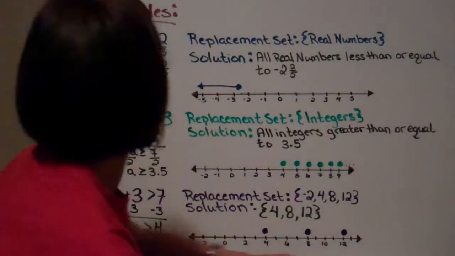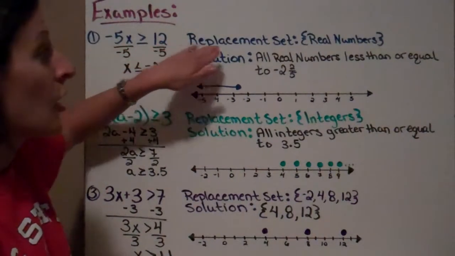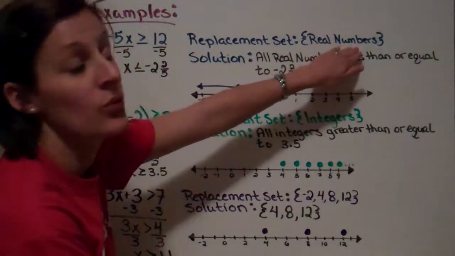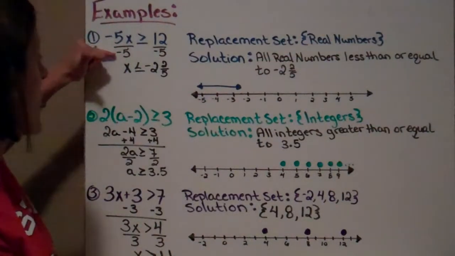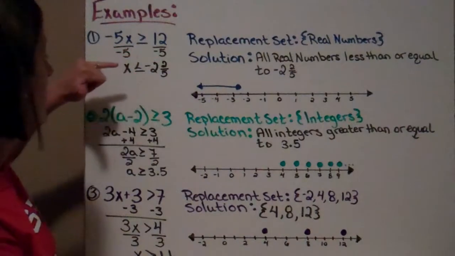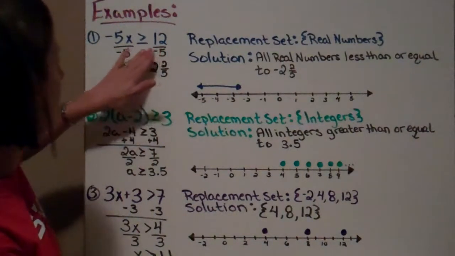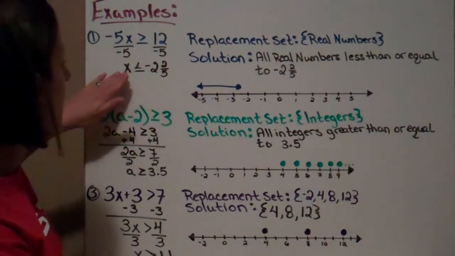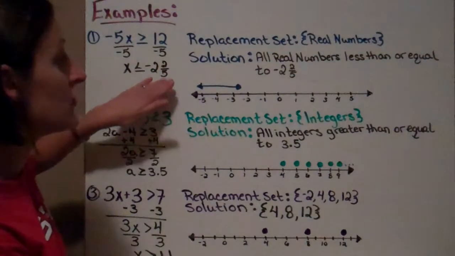This first example, negative 5x is greater than or equal to 12. Our replacement set is going to be the real numbers. So you need to first solve this. I divide each side by negative 5. Notice I flip my sign. I get x is less than or equal to negative 2 2/5.